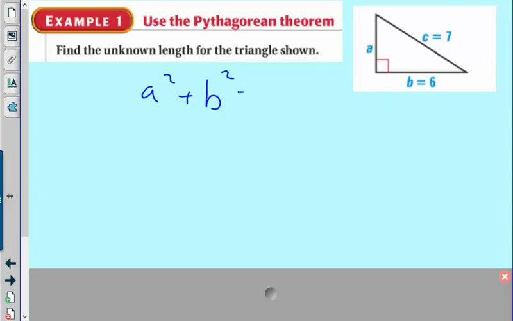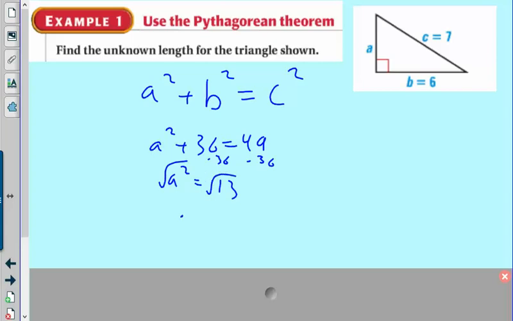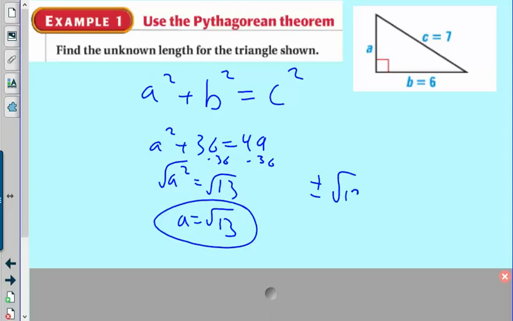a squared plus b squared equals c squared. So let's go with a squared plus 36 equals 49. I can subtract the 36 from both sides. That leaves me with 13, and then square root both sides. a equals root 13. I'm going to leave it in simplified radical form. Sometimes a radical will simplify, sometimes it doesn't. Now, as we learned earlier, when you square root both sides, you usually have positive and negative root 13. Well, the reason why we don't have the negative version is because we're talking about side lengths, and side lengths are never negative, so we throw that out.